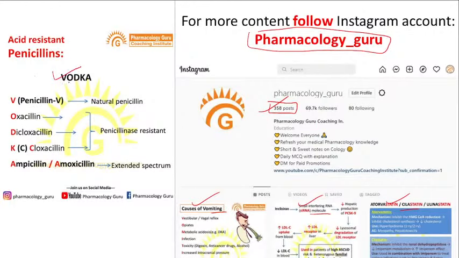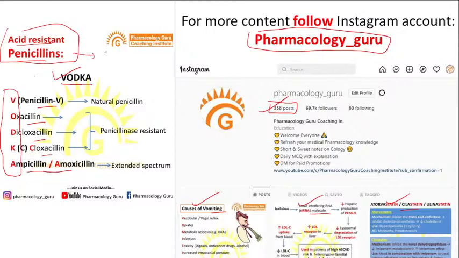This is a kind of slide that I put here. I've just taken the example of acid resistant penicillins, for which we remembered the mnemonic, and that is called VODKA. So penicillin V, oxacillin, cloxacillin, dicloxacillin, ampicillin, amoxicillin. So these are the acid resistant. Acid resistance means that is the reason why we can give them orally.